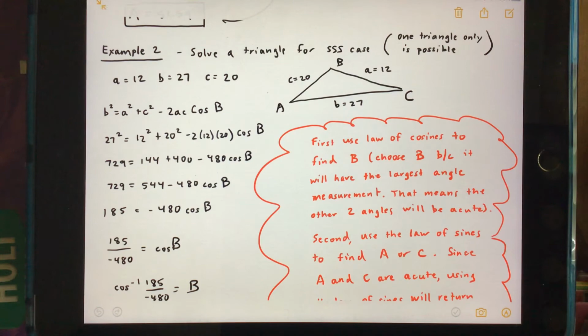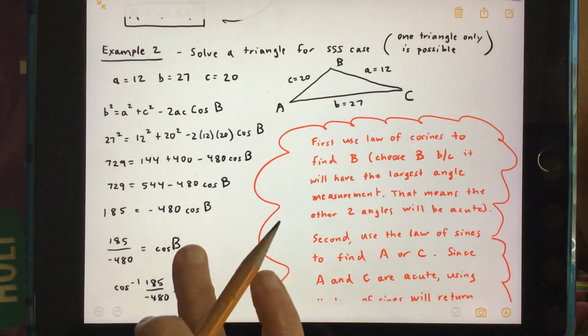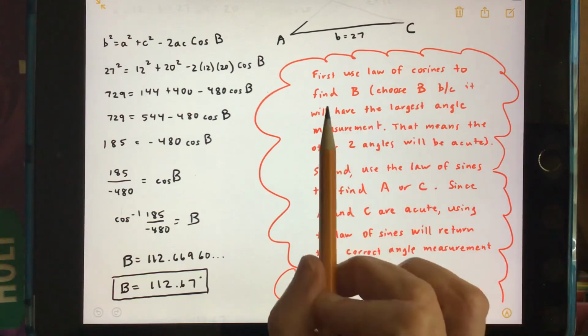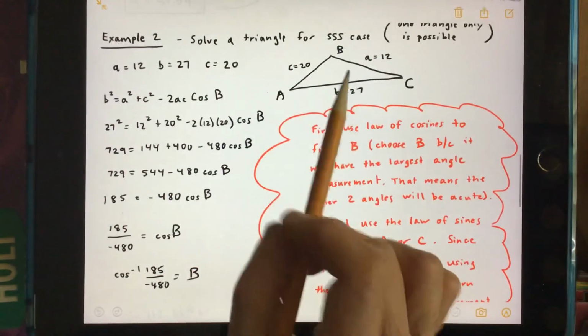Okay, so in this case, we're going to read our thinking bubble first. First, we're going to use the law of cosines, just like last time, because we don't have enough information to start with the law of sines. But we want to be careful about which side we choose to use first, and to find that missing angle. So first, use the law of cosines to find angle B. We're going to find this angle first.